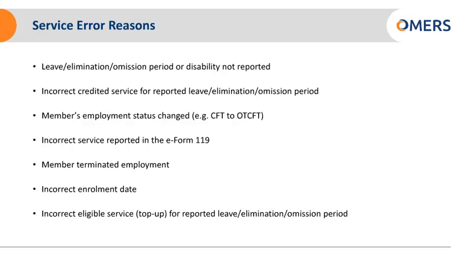There are many reasons that this exception could fire. They include a leave period, elimination period, omission period, or disability has not been reported. Incorrect credited service for a reported leave, elimination, or omission period. A member's employment status changed, i.e. CFT to OTCFT or vice versa. Incorrect service reported in the eForm 119.